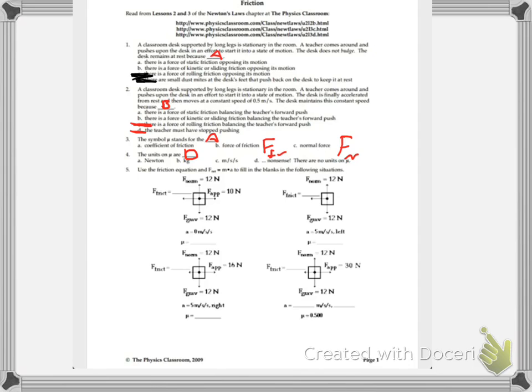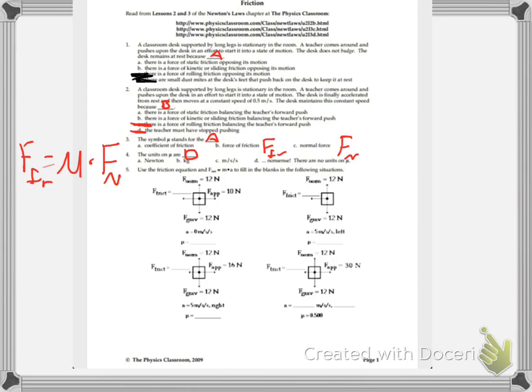So number 5, we've got 4 different situations here. And we want to use the friction equation and Newton's second law to be able to fill in the blanks. So remember, the friction equation is your force of friction equals your coefficient of friction times your normal force. That is the friction equation, and that's one that on a quiz will be given to you, but it's important to be able to know how to use it.